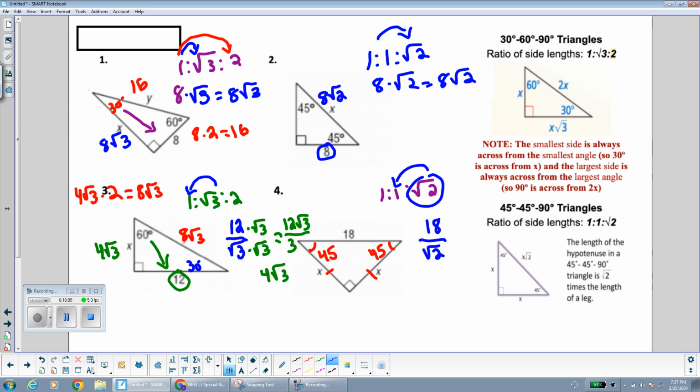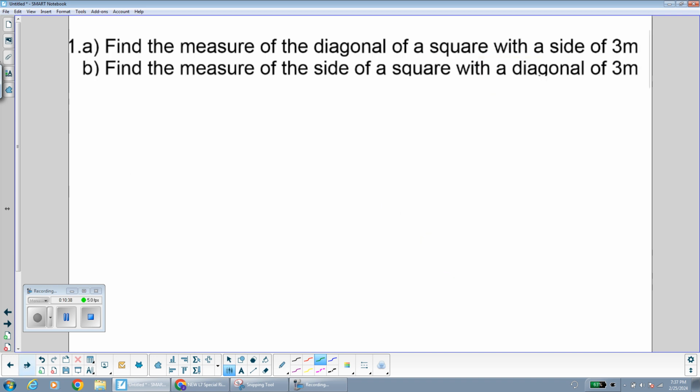But once again, we can't have a radical in the denominator, so we're going to rationalize it. We're going to multiply the top and the bottom by the radical that we want to get rid of. So in the numerator, we now have 18 times radical 2, which is 18 radical 2. And radical 2 times radical 2 is radical 4, which simplifies to 2. 18 over 2 is 9. So we have 9 radical 2 for the length of each of the legs of this 45, 45, 90 triangle.